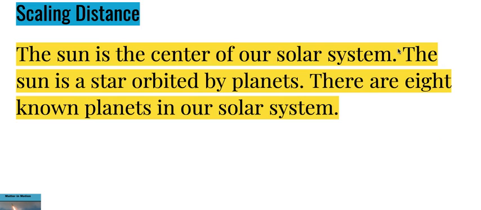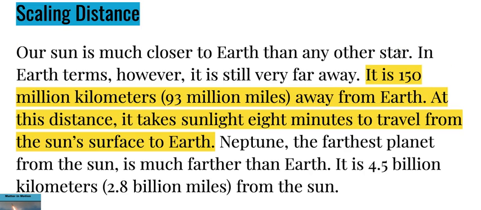The sun is the center of our solar system. The sun is a star orbited by planets. There are 8 planets known in our solar system. Our sun is much closer to Earth than any other star. In Earth terms, however, it is still very far away. It is 150 million kilometers, or 93 million miles, away from Earth. At this distance, it takes sunlight 8 minutes to travel from the sun's surface to Earth.